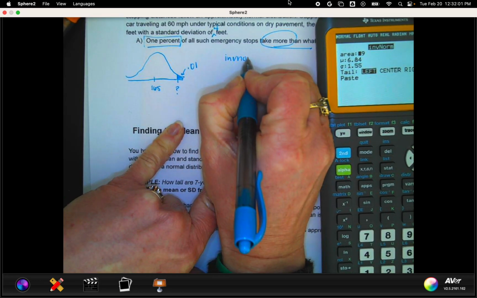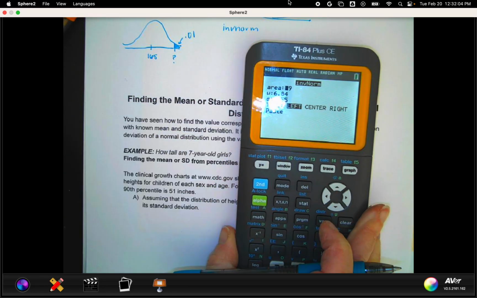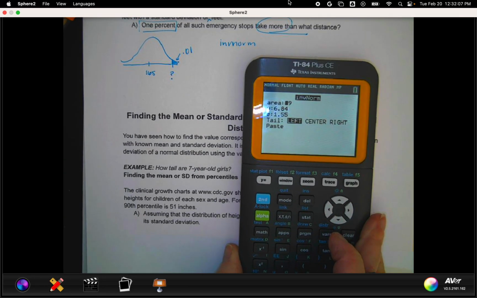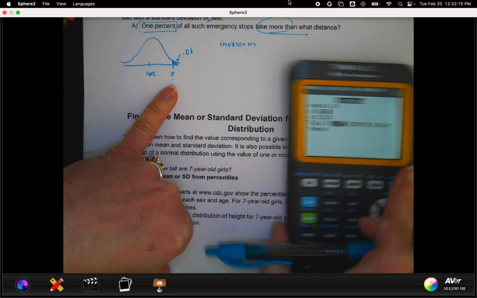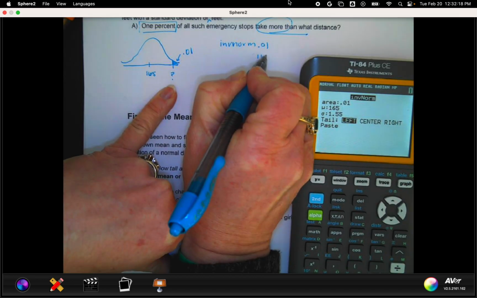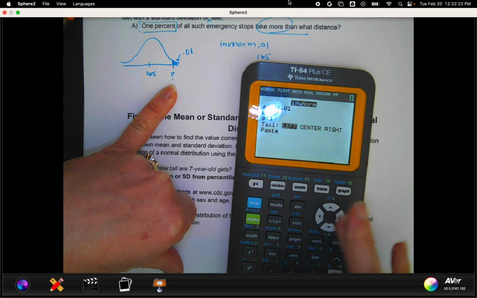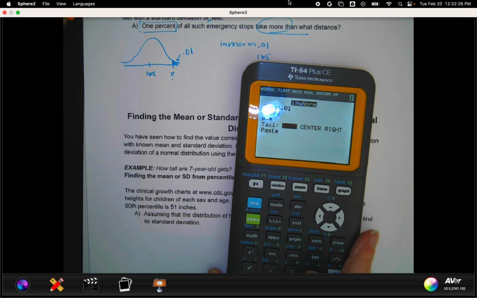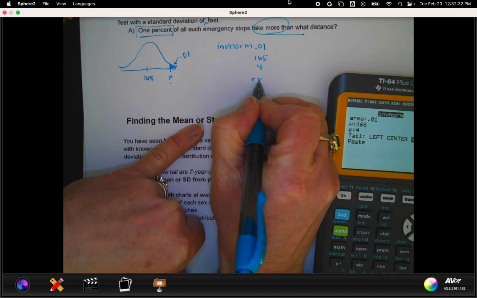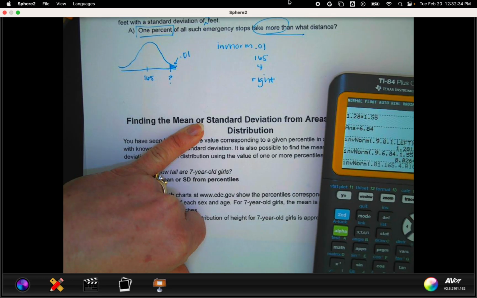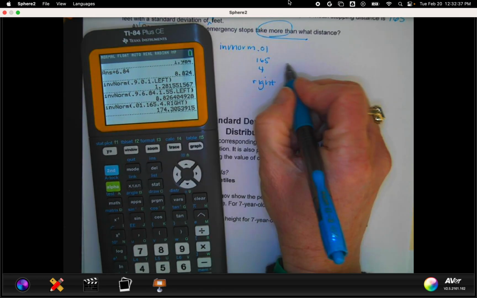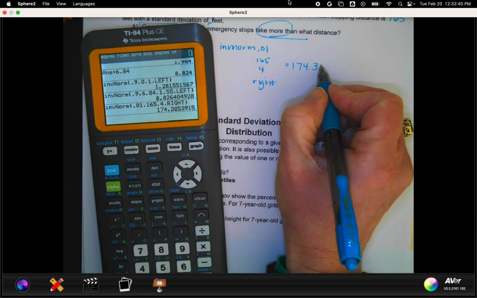What's the area we want to use? What do you want me to put in there for area? Alright, 0.01. The mean we said was 165. The standard deviation we have is 4. Do I leave it as left? No, we'd have to switch it to right. And then I hit paste, and we hit paste again. And we get 174.31, we'll say.